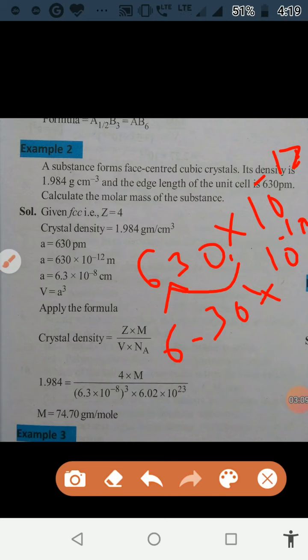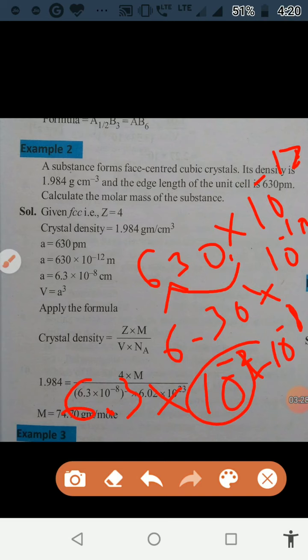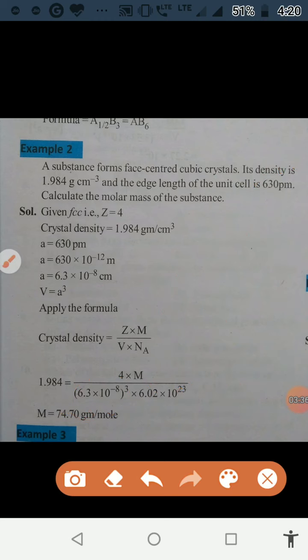10 to the power of minus 10 means, if we have to express it in centimeter, it can be written as 6.3 into 10 to the power of minus 2 into 10 to the power of minus 8. 10 to the power of minus 2 stands for centimeter. Therefore, it can be written as 6.3 into 10 to the power of minus 8 centimeter.